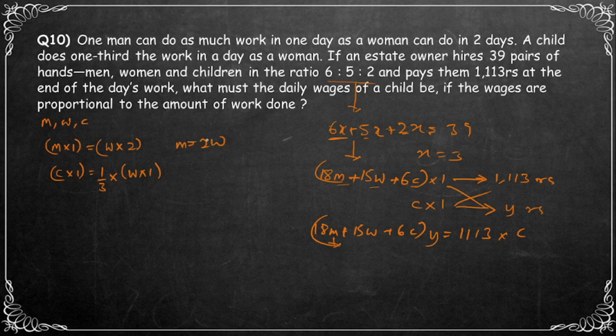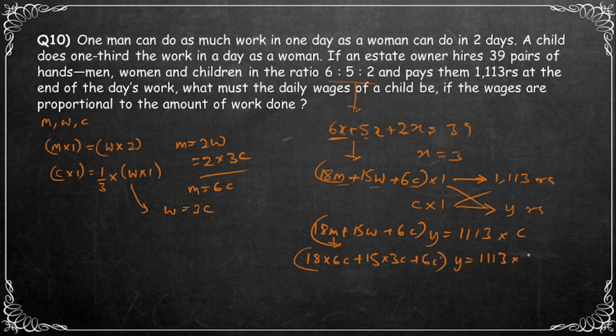M is equal to 2W and W in terms of C is 3C. So M is equal to 6C and W is equal to 3C. So if you substitute that here, 18 into 6C plus 15 into 3C plus 6C into Y is equal to 1,113 into C. So now C is common in this fraction.